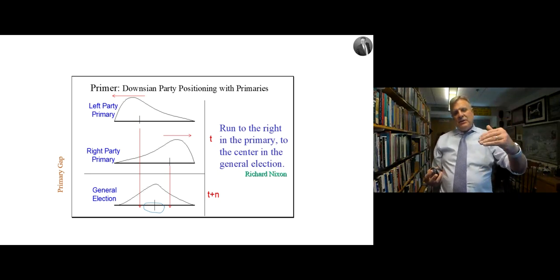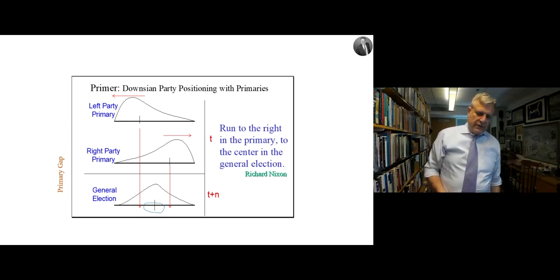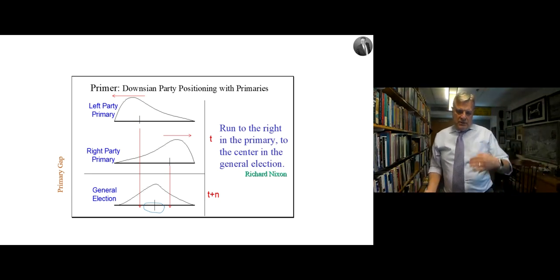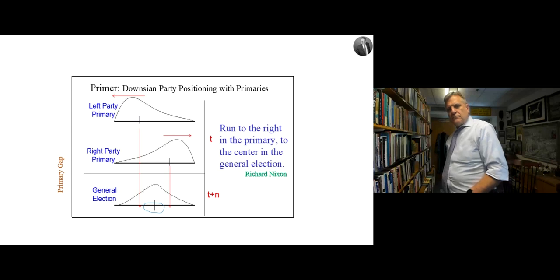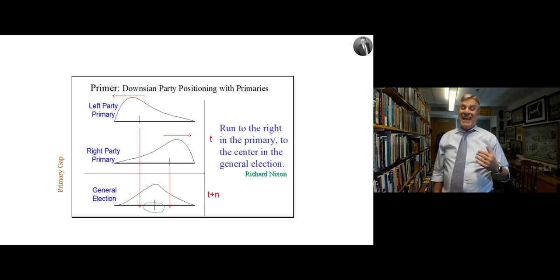The amount of time between the primary elections and the general election is known as the primary gap. So Richard Nixon said, you run to the right in the primary, to the center in the general election. Same thing goes, of course, for the Democrats. You run to the left if you want to get the nomination, and then you try and moderate between the primaries and the general election. But primaries are getting further and further away from the general election. And that's another important element in driving polarization.